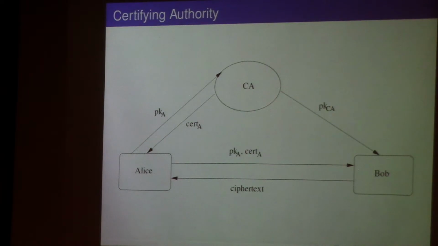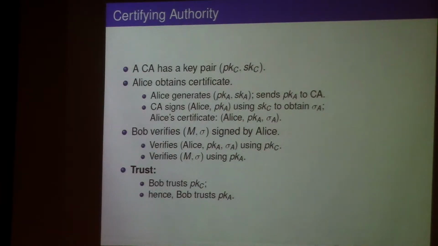So this initial verification procedure is required. So the thing is, here it is in more detail. CA would have a key pair, public key PK_C and SK_C and so on. The main thing is that Bob has to trust the public key of the CA. And if Bob trusts the public key of the CA and the signature algorithm is secure, then Bob will trust the public key of Alice. This is how things work.